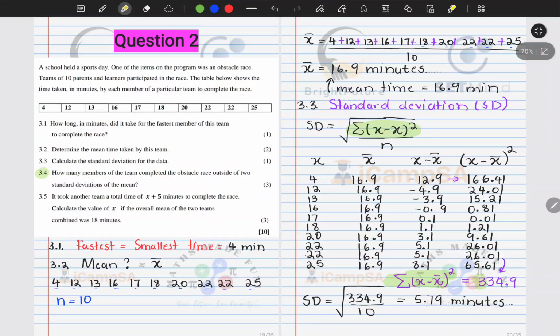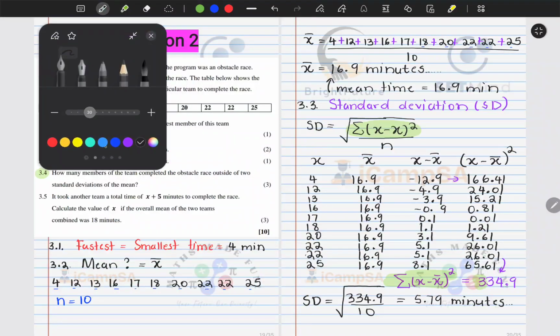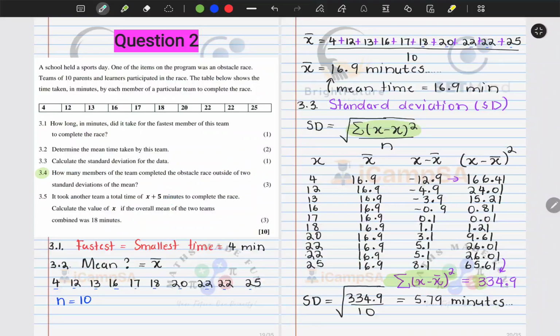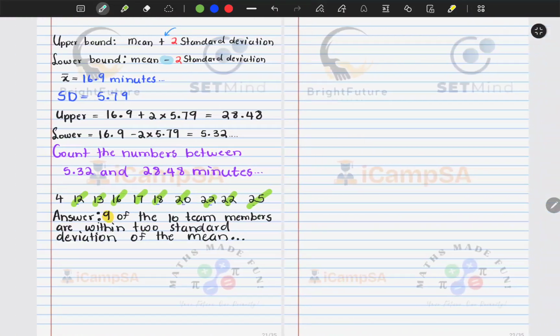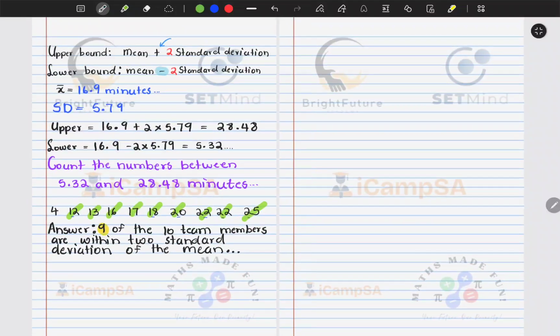So let's think carefully of this last question here. We are told that it took a team member x plus 5 minutes to complete the race. We should calculate x if the overall mean of the two teams was 18. So think of it carefully. It's a very simple question.